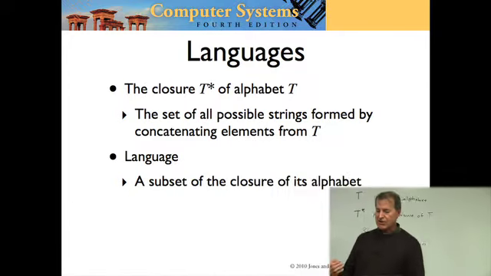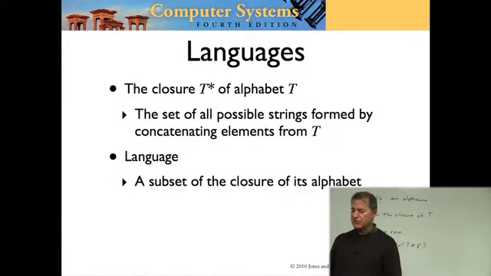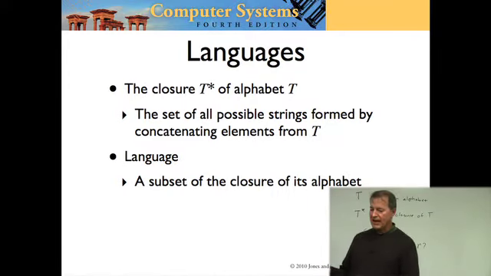So the closure T star of alphabet T is a set of all possible strings formed by concatenating elements from T. And what is a language? A subset of the closure of its alphabet. So if I ever ask you, what is a language? What are you going to say? A subset of the closure of its alphabet.